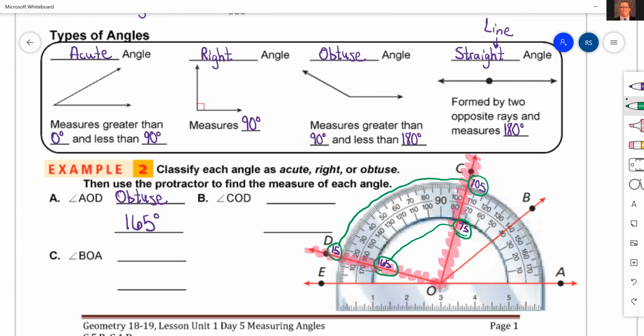So I'm going to use the outside and say 105 minus 15. Now here's the deal. No matter which one you use, inside or outside, you'll get the same answer. You just got to pick a side. So 105 minus 15 gives me 90. So this angle is exactly 90 degrees. What does that make it? A right angle. Not to be confused with a wrong angle.